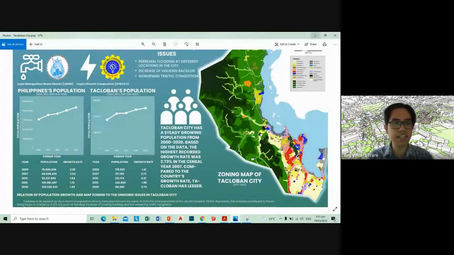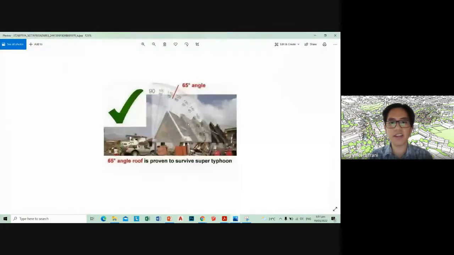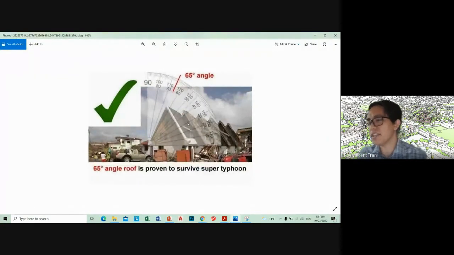Okay, just to lead this discussion a bit further. I've been talking to Joseph outside of class as well, and he proposed this idea of making buildings that are more resilient, or stronger, against typhoons. It has something to do with the angle of the roof. Could you talk more about this, Joseph?